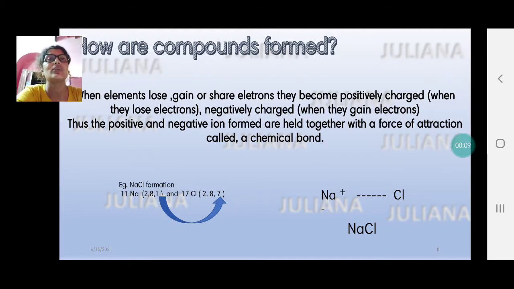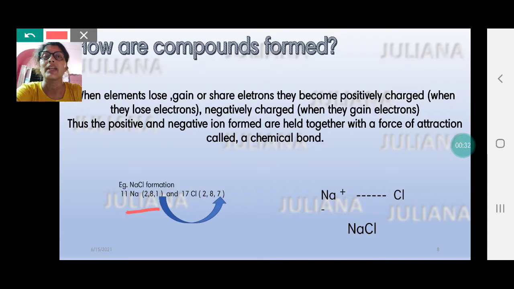In the last video we studied how compounds are formed. We took the example of sodium chloride. Sodium, atomic number 11, has electronic configuration 2, 8, 1. One extra electron in the outermost shell, that is valency 1. Chlorine has electronic configuration 2, 8, 7 with 17 as its atomic number. So chlorine requires one electron to complete its octet, and sodium donates that electron to chlorine. While donating that electron, sodium becomes positively charged and chlorine becomes negatively charged.